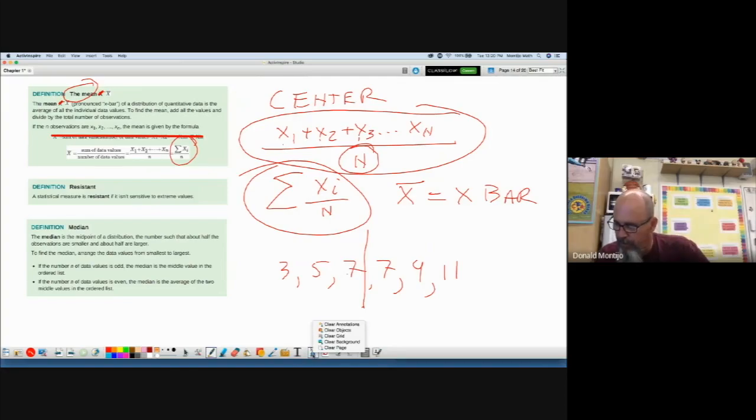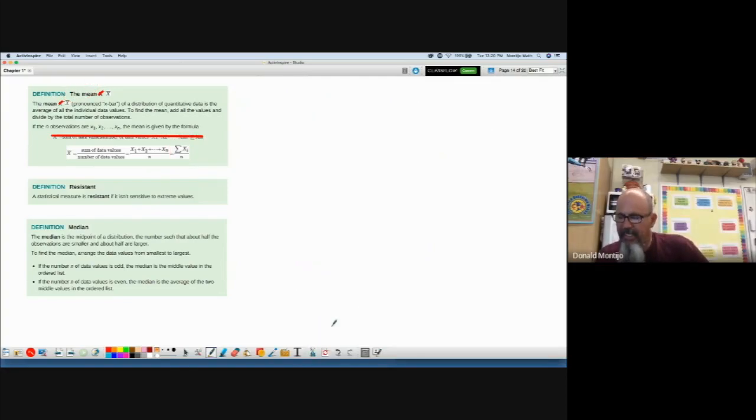Now we're going to talk about this term resistance. Is it a resistant measure? A statistical measure is said to be resistant if it is not sensitive to extreme values. So if we look at a simple data set, let's say 2, 5, 6, 10, and 12. What would the mean be? Well, add them all up: 7, 13, 23, 35. So the sample mean x bar would be 35 divided by 5, which would be 7.